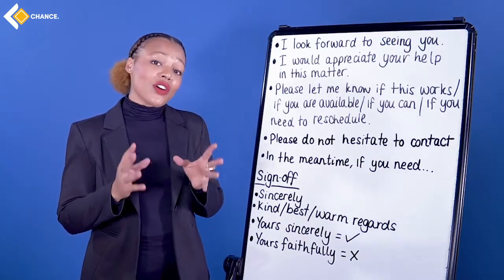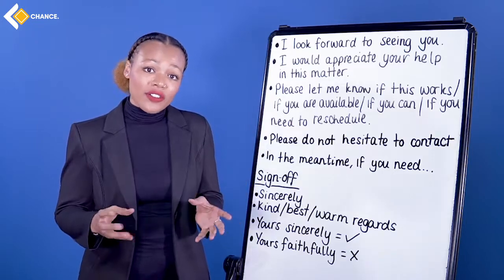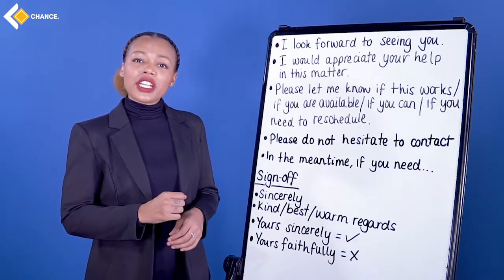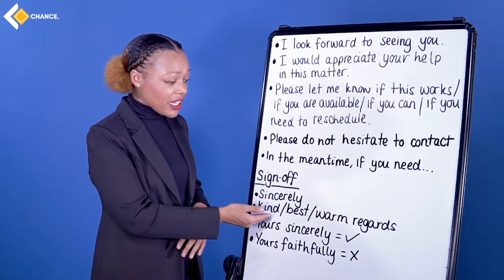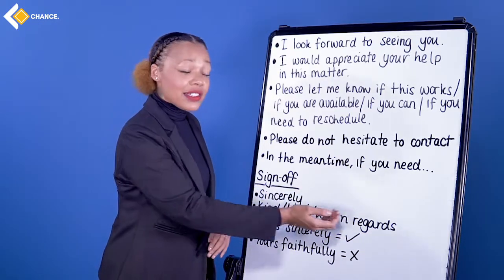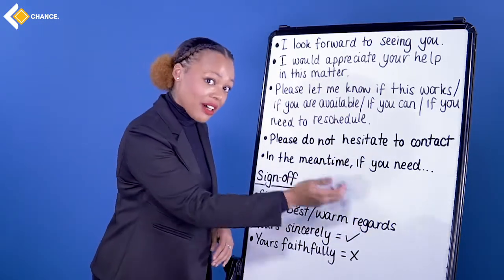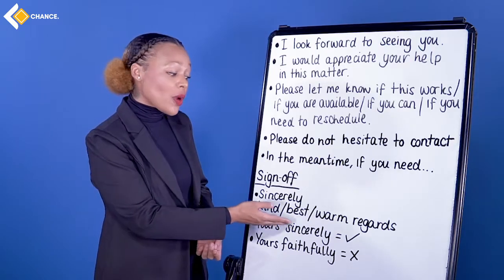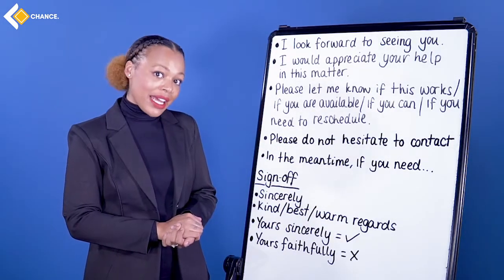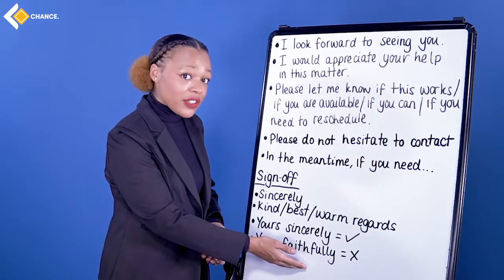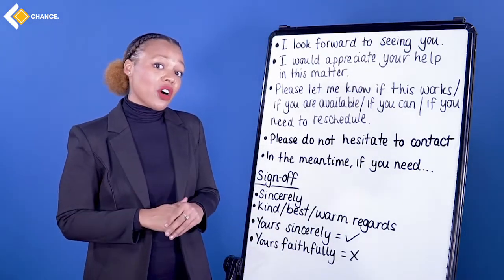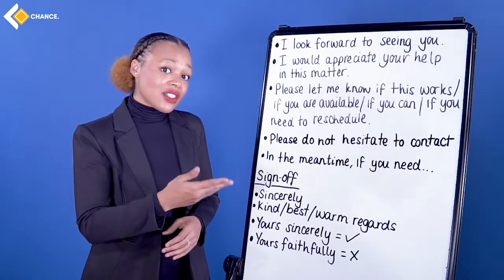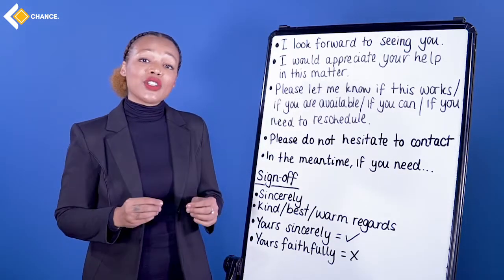Finally, we are at the end of the email, and now you need to sign off. So how do you do that? Well, you can use sincerely, which is quite formal, but if you want to be less formal, then you can go with kind regards, best regards, and warm regards. Remember, these are less formal. Yours sincerely will be used when you know the name of the person that you are emailing. However, yours faithfully should be used if you do not know the name of the person. So if you are writing to whom it may concern, or dear sir and madam, you should sign off using yours faithfully.